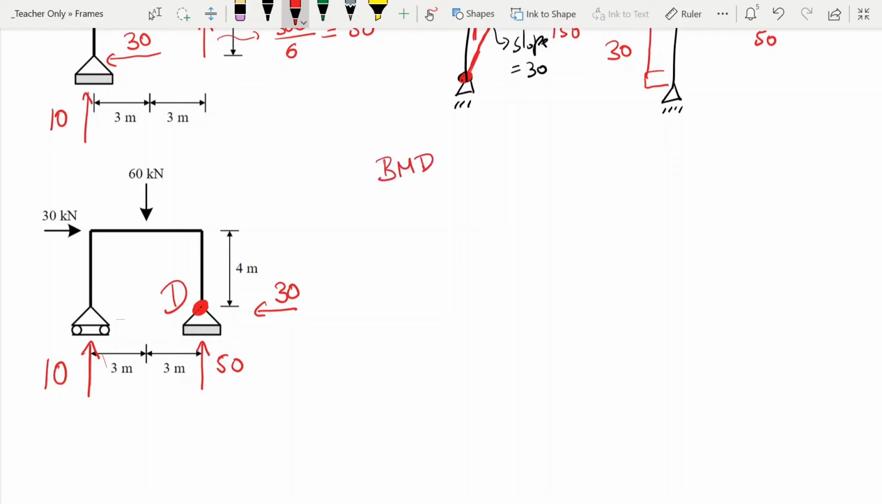I could try to draw the deflection straight away. If you're comfortable with that, you can start with the deflection. In this case, I'm not necessarily ready to try the deflection straight away, but I can do it once I do the bending moment diagram.